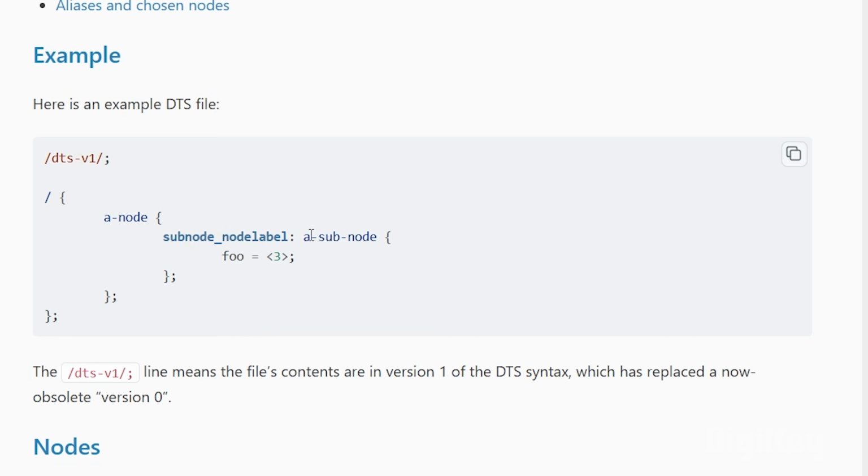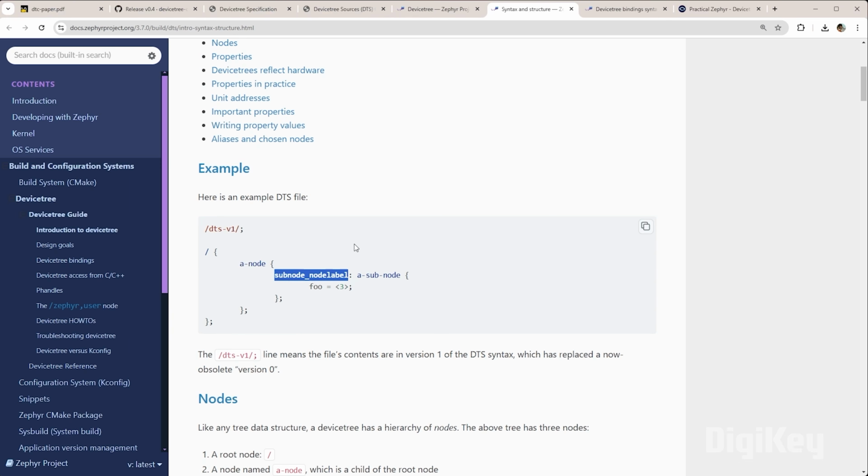So the actual name for this subnode is a subnode. If you were to reference this, it would be slash a node slash a subnode. Or you can use the label without specifying that full path. This is an arbitrary label that you can optionally add to make it easier to reference subnodes. If we wanted to reference this, we could do ampersand subnode node label, and it would talk about this node, and you don't need to specify the full path.